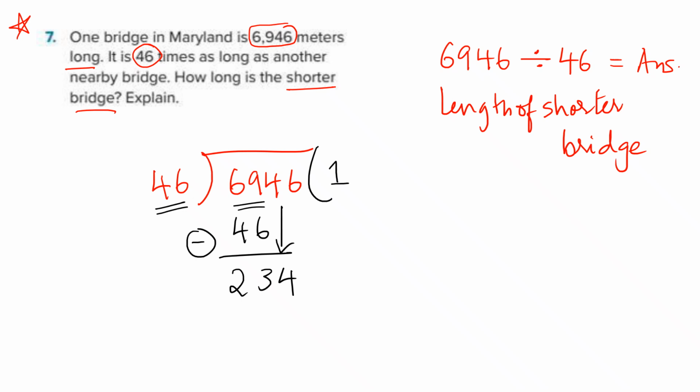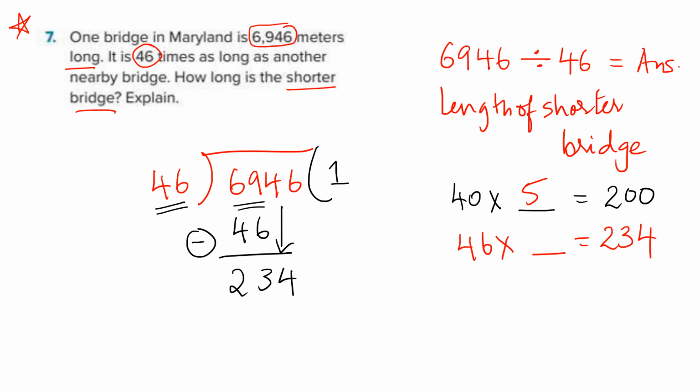46 is a difficult number to multiply. So let's take a simple number which is close to this, 40. Now, what should I multiply with 40 to get a number which is close to 234? If I think 200, what should I multiply with 40 to get 200? 5.